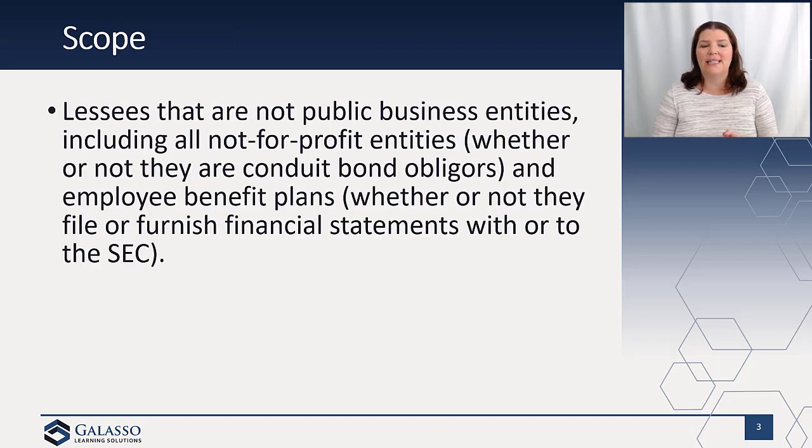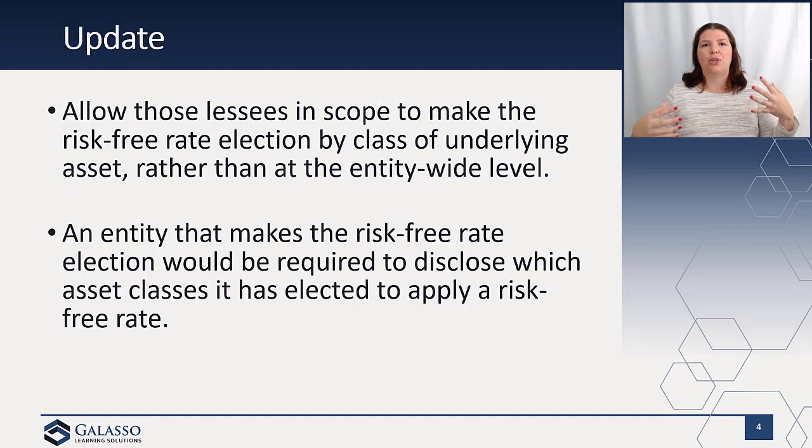And so when we look at this, this again applies to non-public entities, including nonprofits, whether or not they're conduit bond obligors, all nonprofits are included, and employee benefit plans, whether or not they file or furnish with the SEC. So any non-public entity, any nonprofit, any employee benefit plan is eligible for this alternative. And basically right now, you have to opt in to just using the risk-free rate as your private company alternative. Now they're going to allow us to make the election to use a risk-free rate by class of underlying assets instead of at that entity-wide rate.